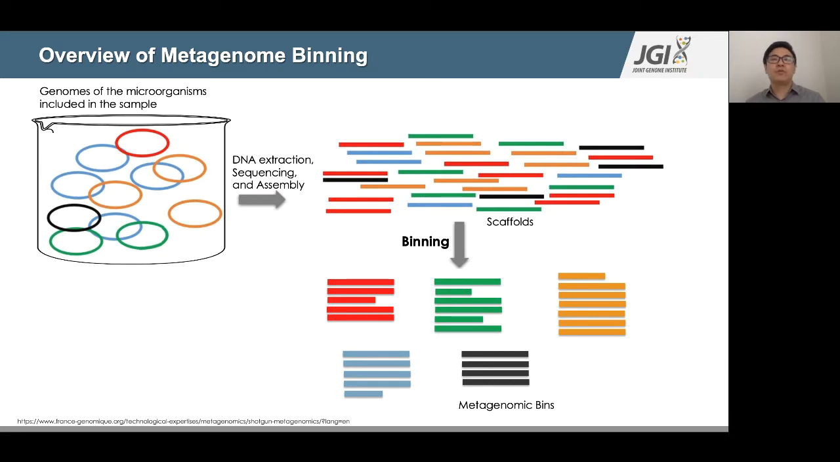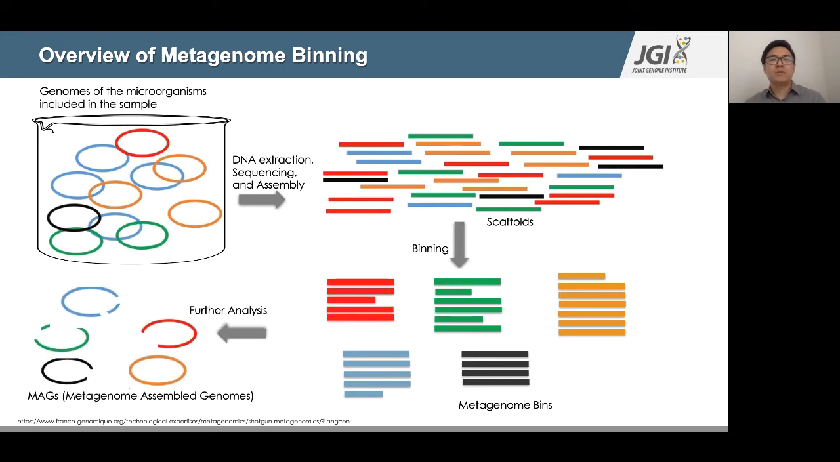Just a quick overview of metagenomics. Metagenomic analysis starts with obtaining a sample of interest. All of the DNA is extracted, sequenced, and assembled together to form scaffolds. The binning process will sort these scaffolds into metagenomic bins based on what scaffolds are most likely to come from the same organism. This one step is where the focus of my research is at.